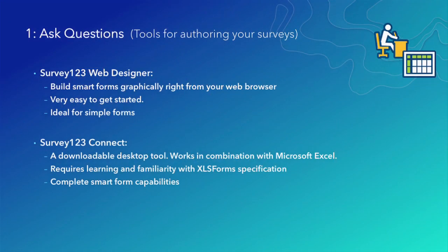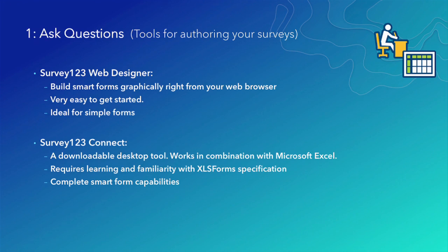So, asking questions. With Survey123, we've got 2 great tools to begin creating your survey. The first is the Survey123 web page. At survey123.arcgis.com, you can log in and begin creating a survey instantly. It's a drag and drop experience, and it lets you do a beginning amount, let's say, of the smart form capability, being able to show or hide questions, for example, or provide a default answer. It's great for relatively straightforward, simple forms.